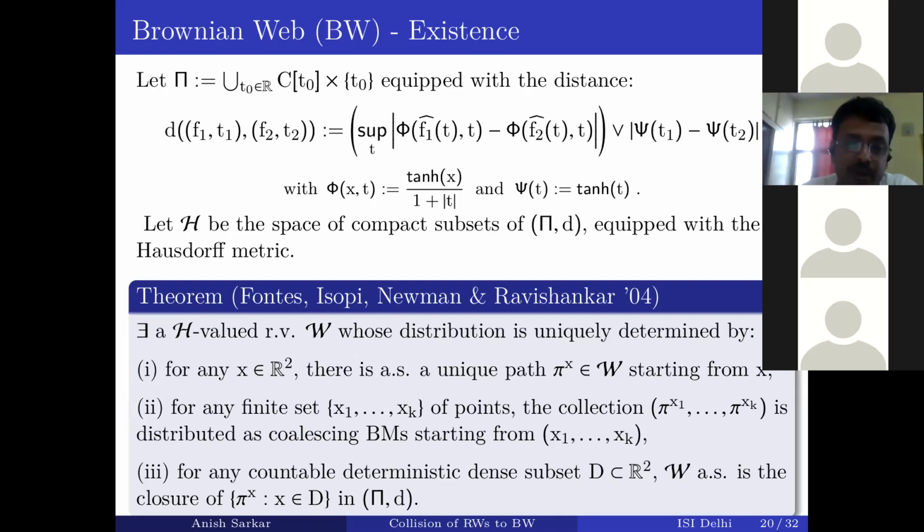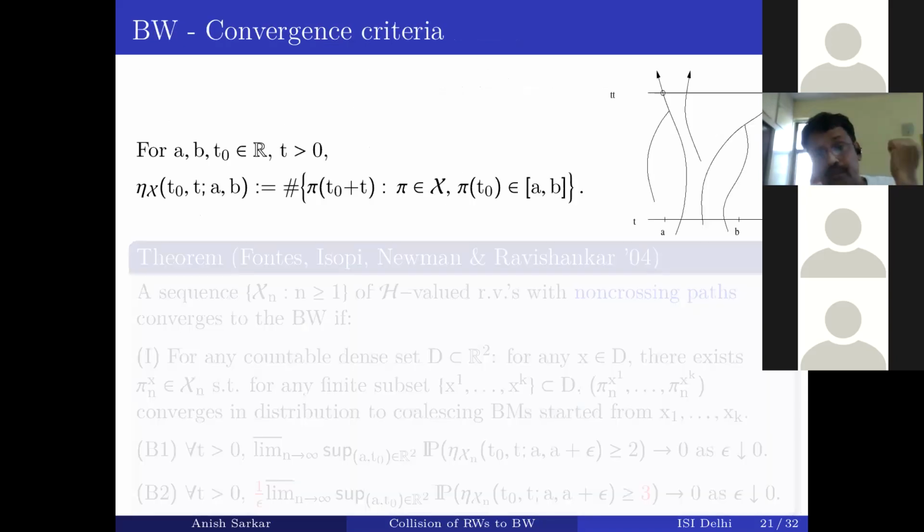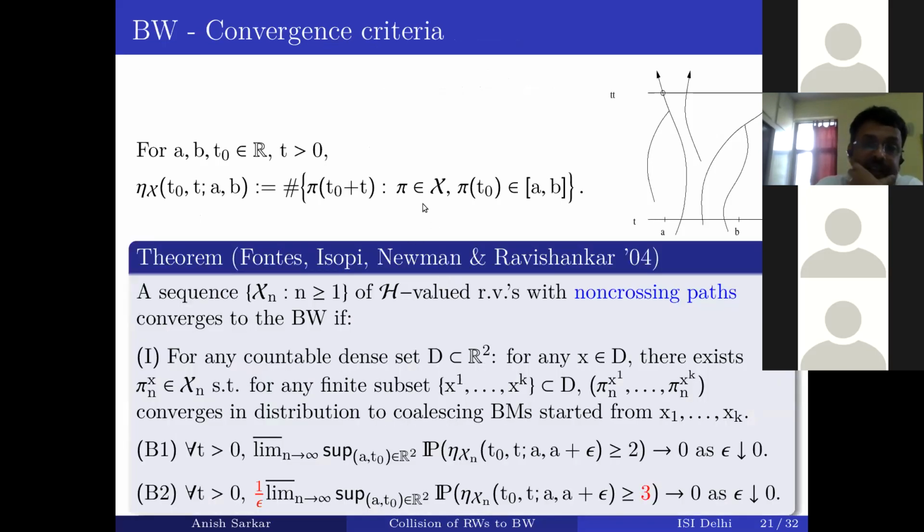Anyway, the main thing is that there is an object like this, and we do not want to go into the details. But why we are introducing it is that many of the models we have defined, the two models that I have defined and another one which I did not, converge to this Brownian web.